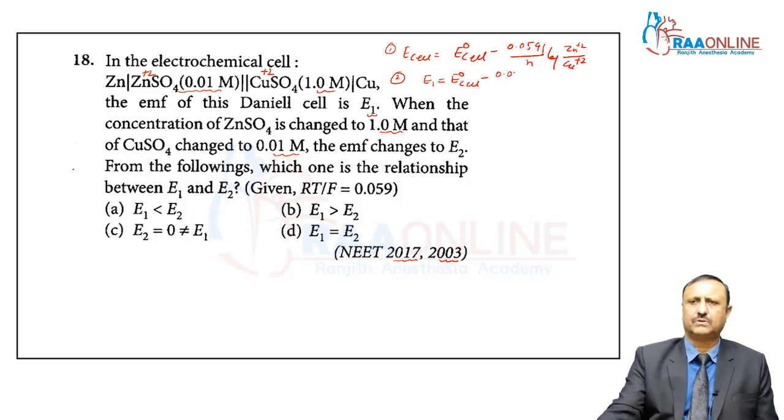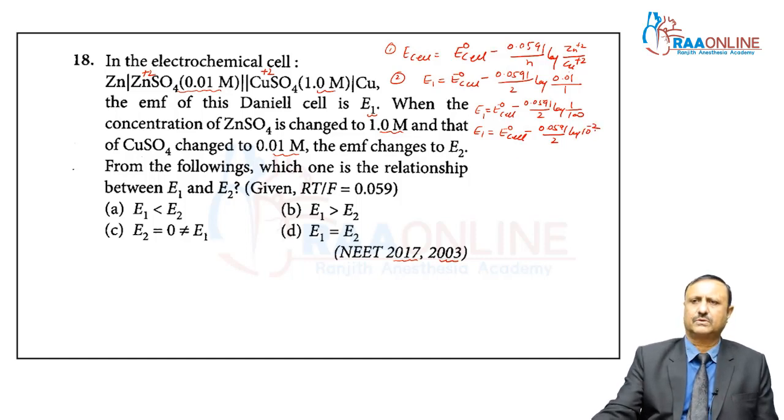minus 0.059 into 1 upon 2 log 0.01 upon 1. It means E1 is equal to E naught cell minus 0.059 into 1 upon 2 log, where 0.01 is replaced by 1 upon 100. So E1 is equal to E naught cell minus 0.059 into 1 upon 2 log 10 to the power minus 2.